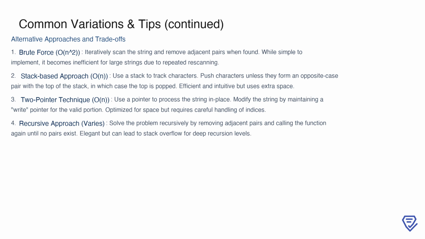The two-pointer technique also achieves n time but optimizes for space by modifying the string in place. It uses a right pointer to maintain the valid portion of the string, which minimizes memory usage but demands careful index management. Lastly, the recursive approach involves removing adjacent pairs and calling the function again until no pairs remain. While elegant in theory, it can lead to stack overflow for deep recursion levels, especially with large strings. Each of these methods comes with its own advantages and drawbacks, so understanding when to use each one is essential for writing efficient and robust solutions.